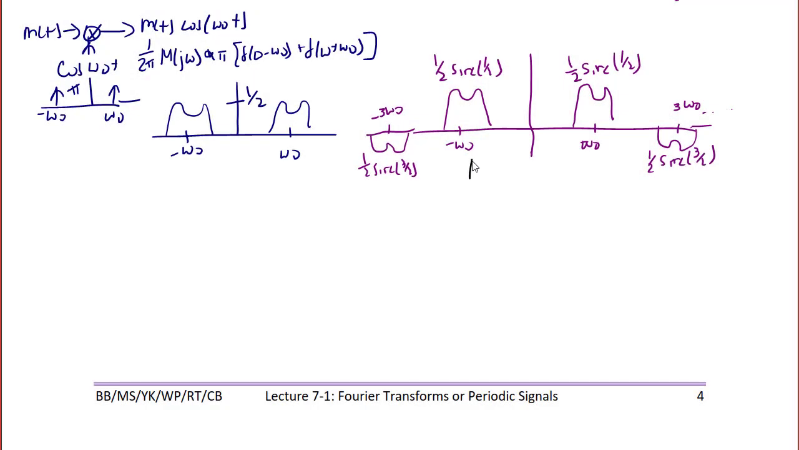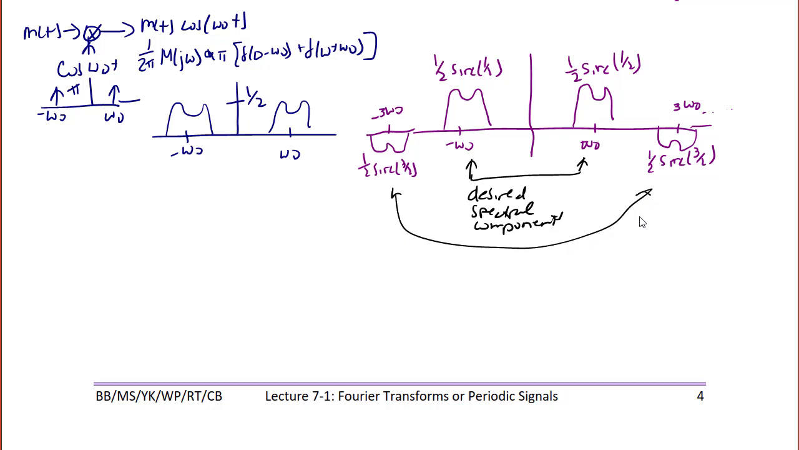So these two here are our desired spectral components. And then the rest of the copies that go on in both directions are called our undesired harmonics. And what that means is we need a method to filter those out. And we can use a low-pass filter to do this, and then use an amplifier to adjust it.